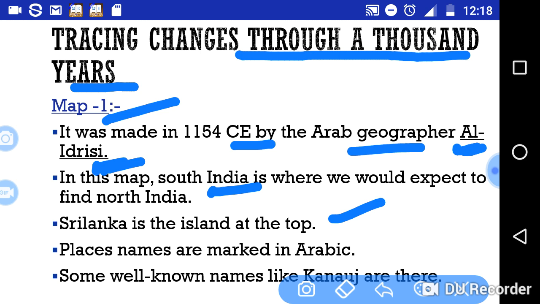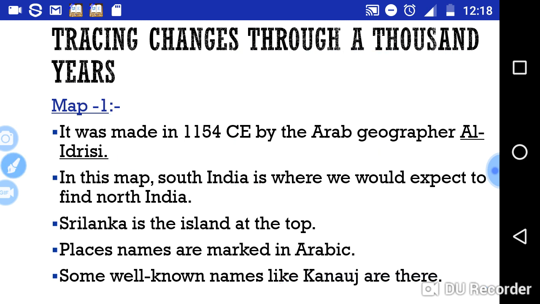The place names were marked in the Arabic language. Arabic was used to locate the places in map 1. And the interesting thing in this map 1 is that some well-known places like Kanauj were exactly located. This is about map 1.